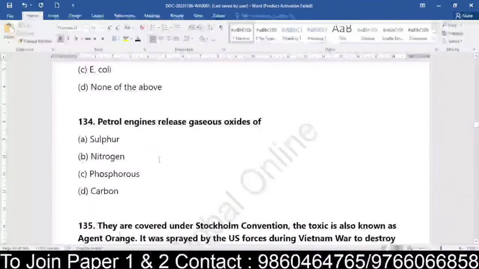Okay, coming to question number 134. Petrol engines release gaseous oxides of what? Is it sulfur, nitrogen, phosphorus or carbon? So petrol engines release gaseous oxides of what? Okay, answers are ready. Great, everyone. Yes, oxides of, very good, nitrogen. The right answer here is nitrogen.